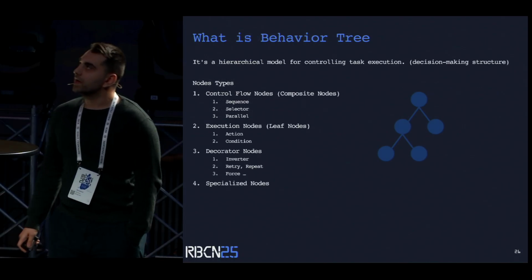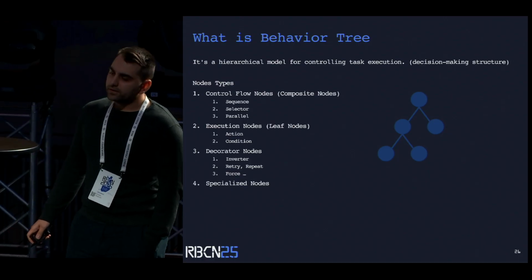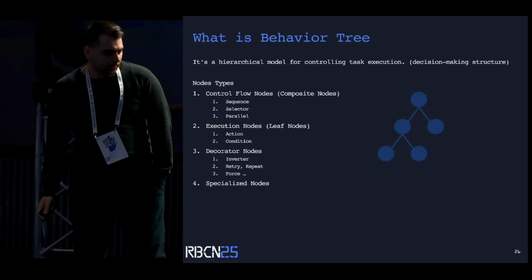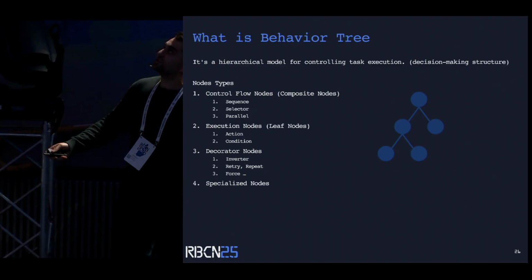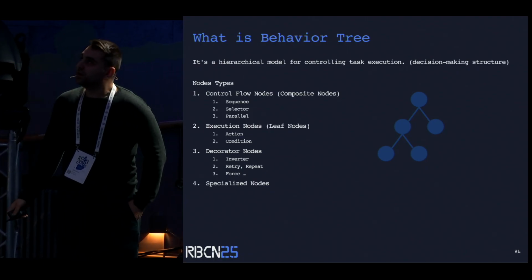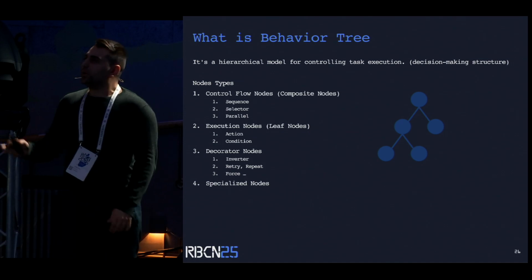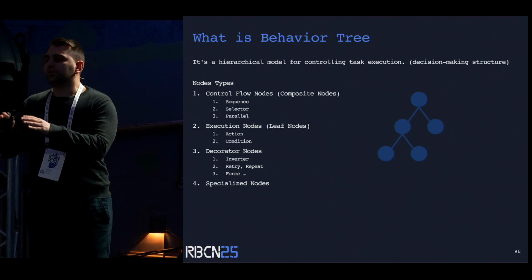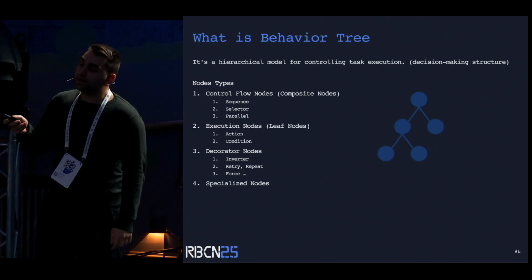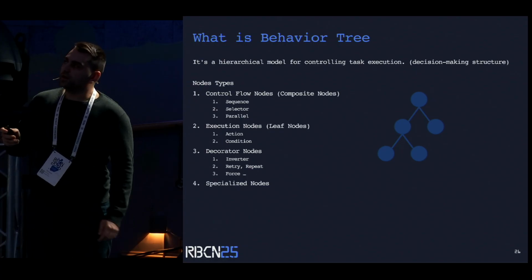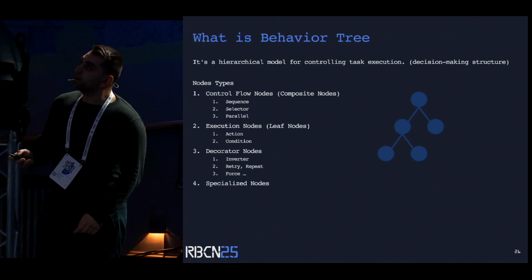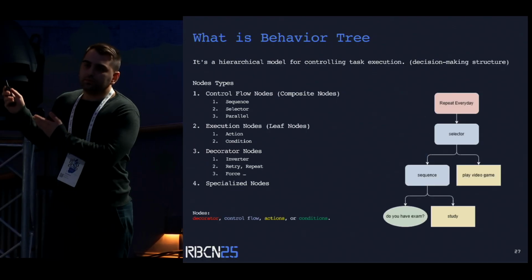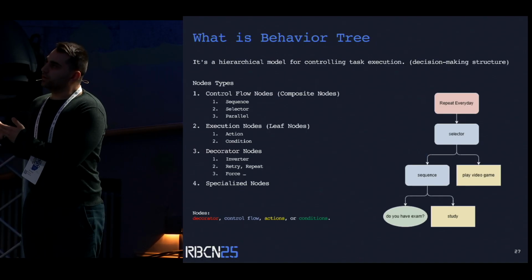So what is a behavior tree? Behavior tree is a hierarchical model for controlling task execution decision-making structure, which means it's a tree in computer science. It has nodes and edges. Nodes are many types in this case, and edges just connect them. And to explain about it, I would explain on an example instead.